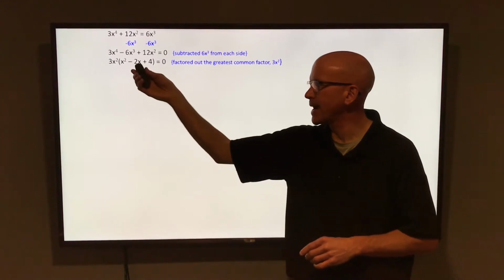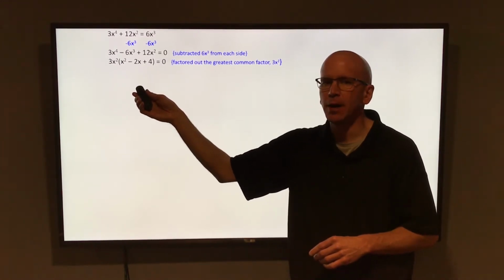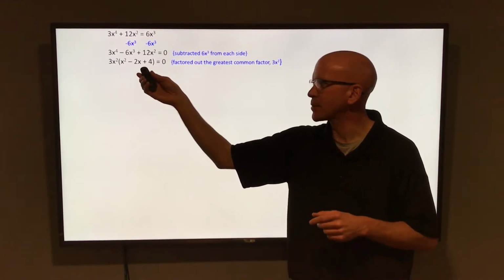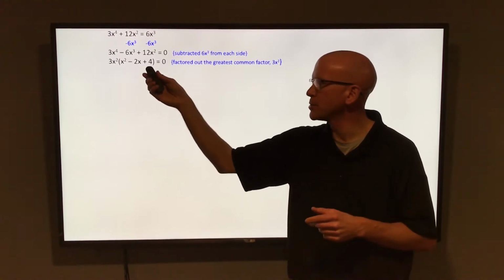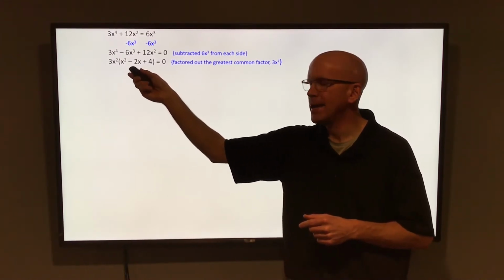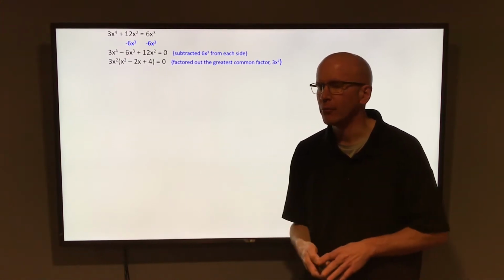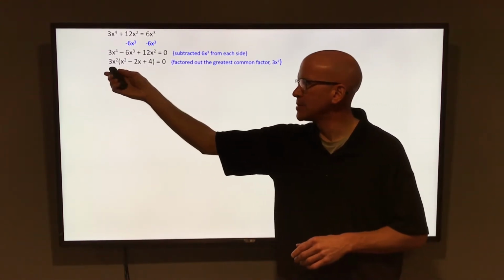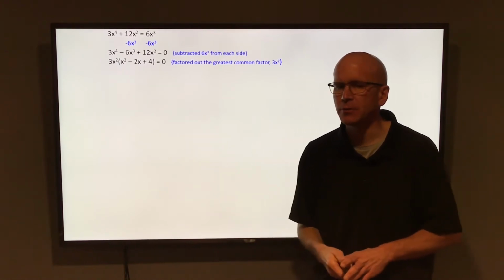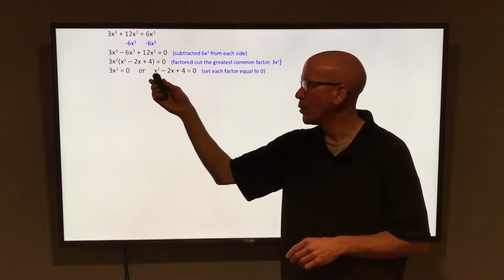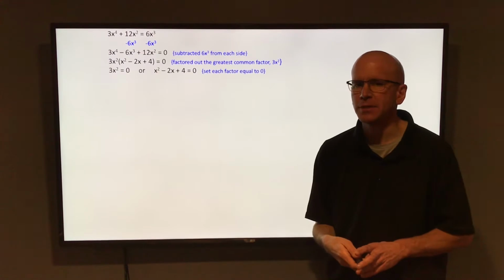Now you might try to factor what's in the parentheses into two binomials, but it doesn't factor into two binomials because there are no two numbers that multiply to get 4 and add to get negative 2. So that doesn't factor. We're going to handle that a little bit differently. What you do have here is two things that multiply together to equal 0. So 3x squared could be 0, or x squared minus 2x plus 4 could be 0.